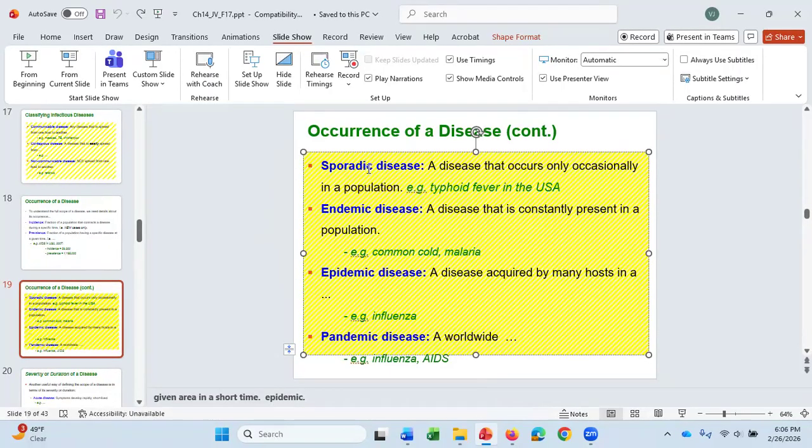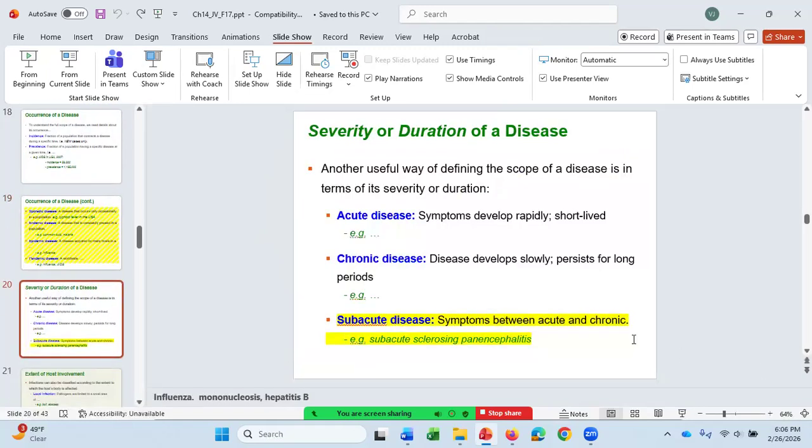Any question about any of that? All right. When talking about disease, it's important to talk about the severity or the duration of a disease. So another way of defining the scope of a disease is in terms of its severity or its duration. We have acute diseases. These are diseases where the symptoms develop rapidly, the disease is short-lived, and then the disease goes away. A classic example of an acute disease is the human cold.